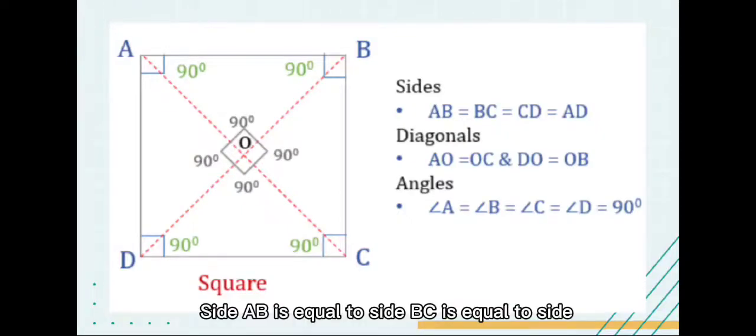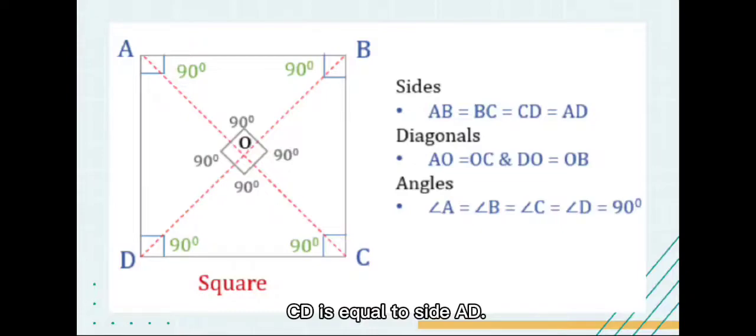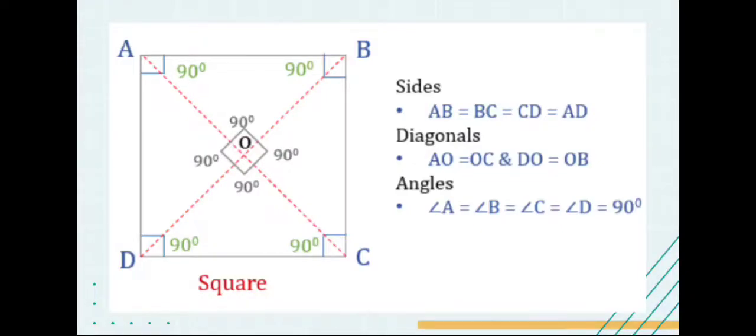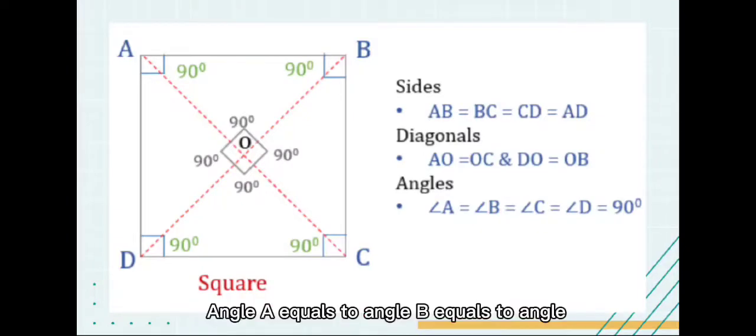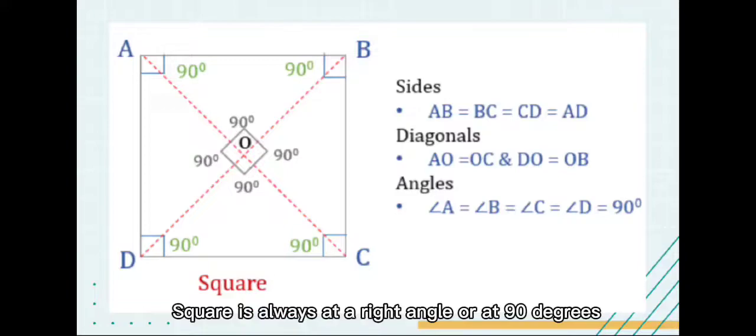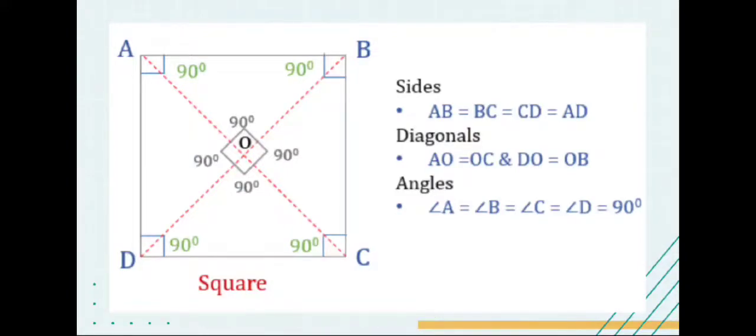Side AB is equal to side BC is equal to side CD is equal to side AD because all sides of a square are congruent. Angle A is equal to angle B is equal to angle C is equal to angle D is equal to 90 degrees. A square is always at a right angle or at 90 degrees.